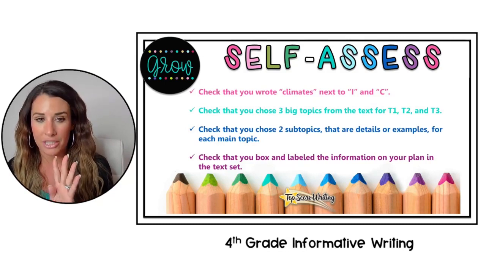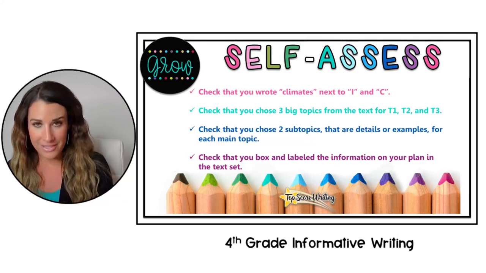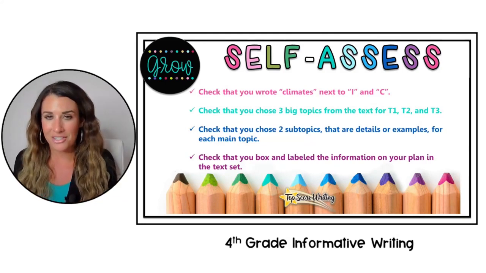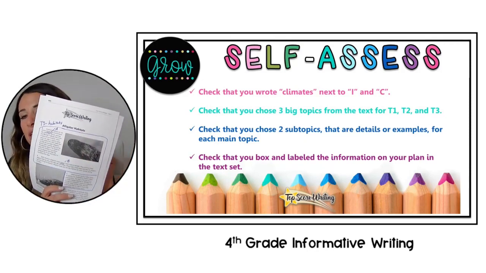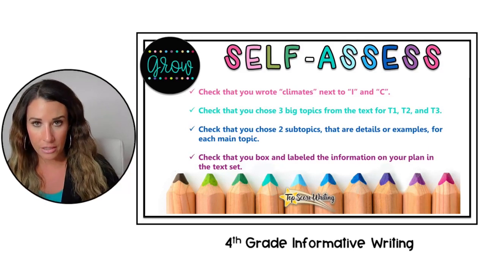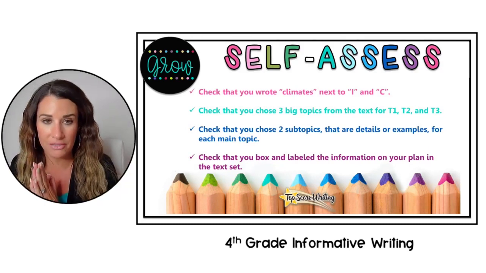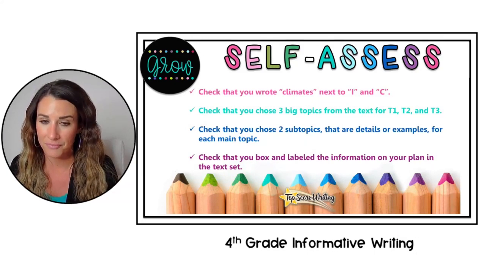And the fourth thing I want you to check is that you box and label the information in the text. Just like I did on the alligator passages, I want you to make sure that you have the box and labeled for T1, T2, and T3. Okay, so take a few minutes. If you need extra time, pause the video, and I want you to check all four things on this self-assessment.